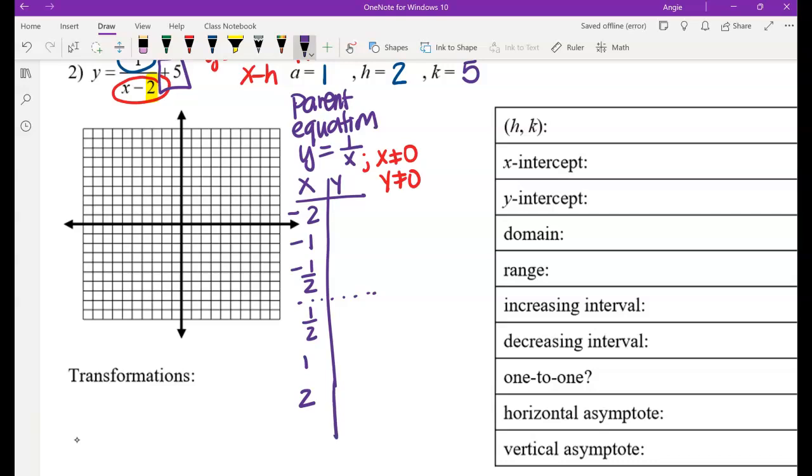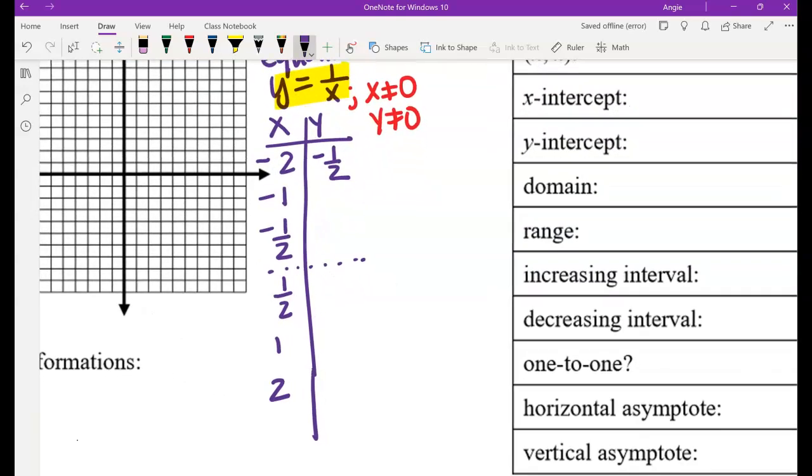And let's check it in. All right, guys, here we go. Let's plug it into this parent, remember? So 1 divided by negative 2 is negative 1/2. 1 divided by negative 1 is negative 1. 1 divided by negative 1/2, students, we now know is negative 2. 1 divided by 1/2 is 2, 1 divided by 1 is 1, 1 divided by 2 is 1 over 2. So this is the parent function.